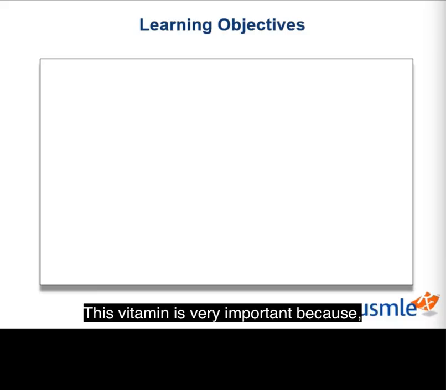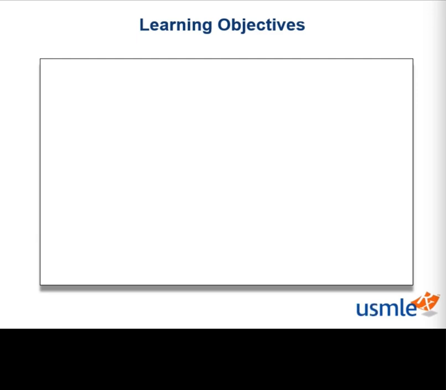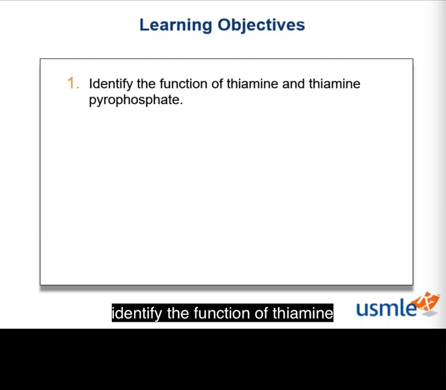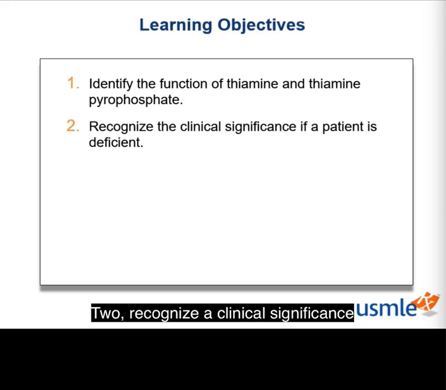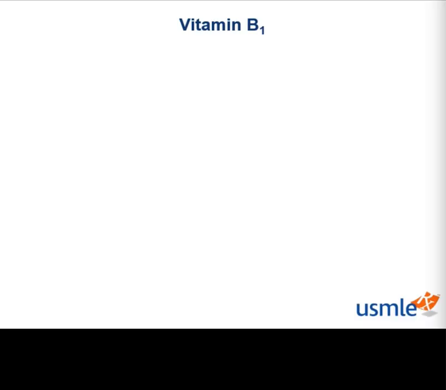This vitamin is very important because a deficiency causes several different clinical conditions, all super important for your Step 1 exam. In the next few minutes, you should be able to 1. Identify the function of thiamine and thiamine pyrophosphate, 2. Recognize the clinical significance if a patient is deficient, and 3. Understand diagnosis and treatment modalities.